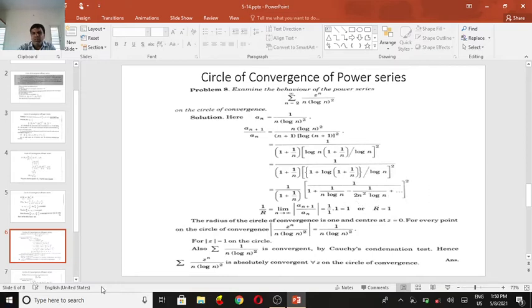whole square. This gives 1 by r equal to the limit as n tends to infinity of the ratio an plus 1 divided by an, which is equal to 1 by 1 into 1.